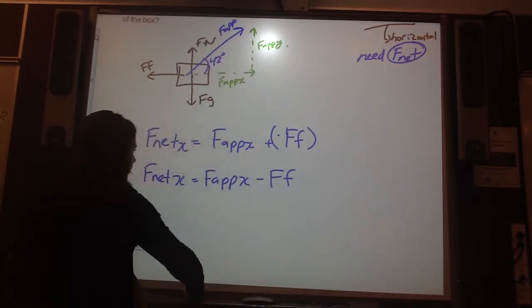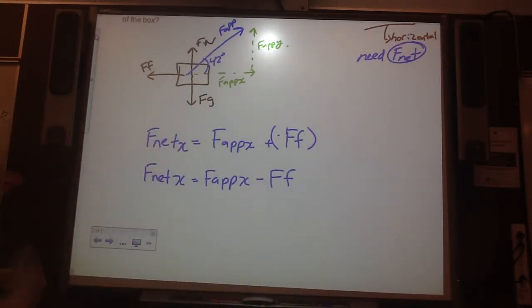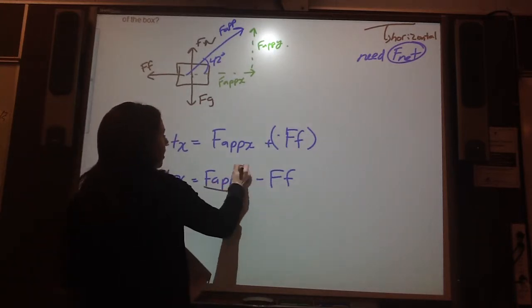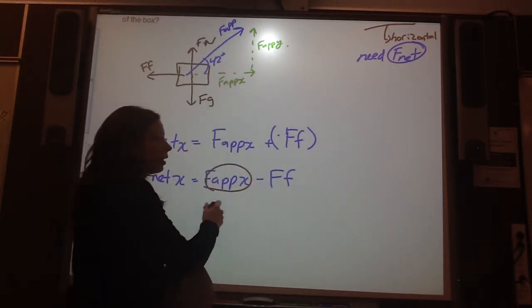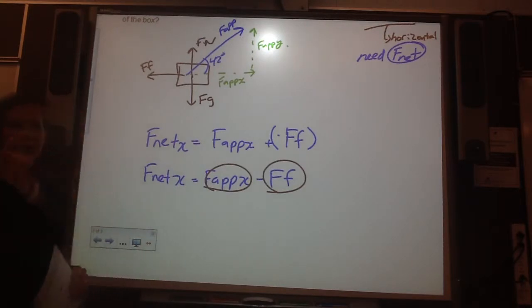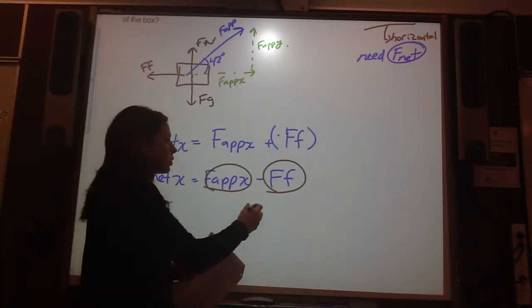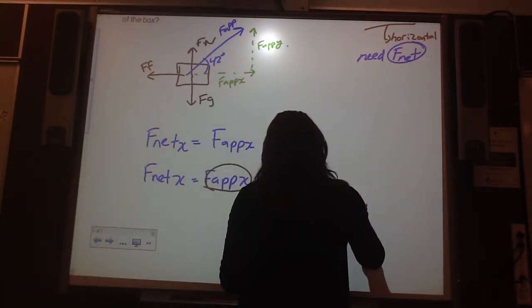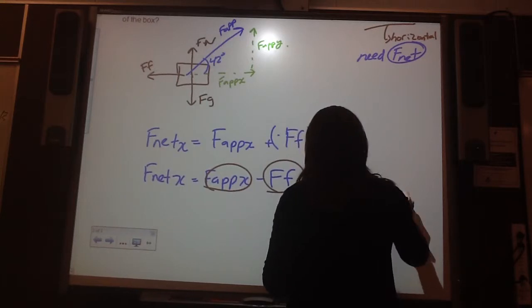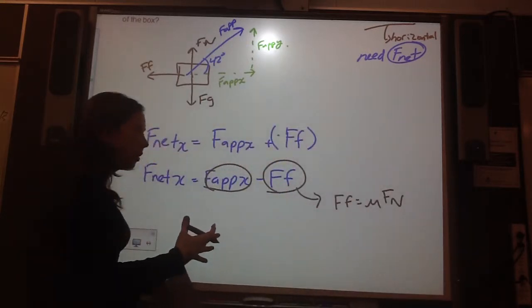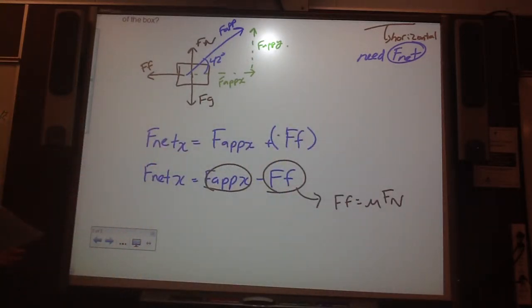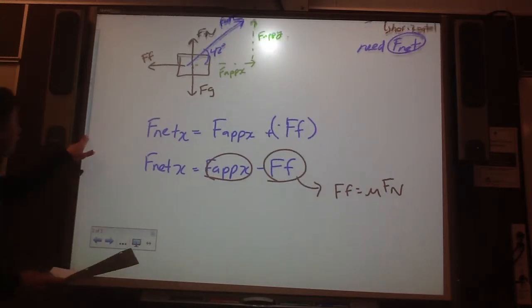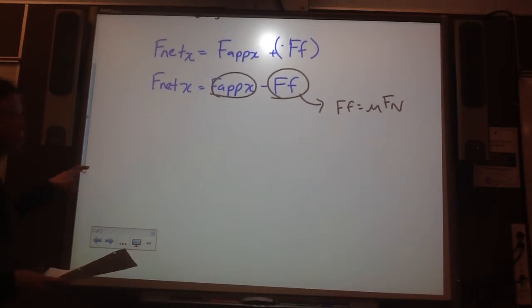So, very good. So Lisa went to the point, okay, I can find my F at X using trig. And then she says, well, to find my FF though, I'm going to have to use my coefficient of friction and my Fn, right? Because we know FF is equal to mu Fn. We're given our mu, but we need to find our Fn. We find our Fn by finding our Fg. So very good.